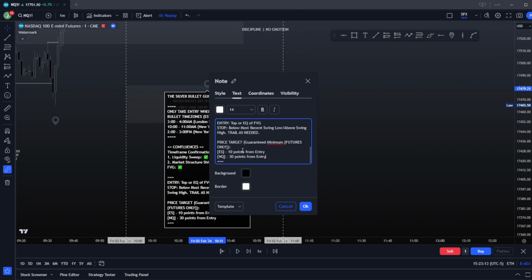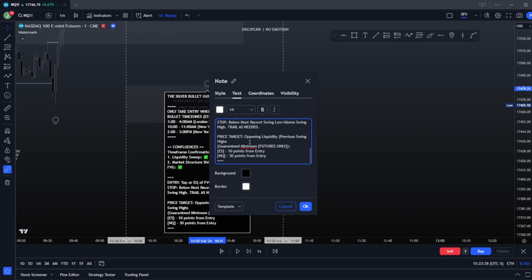but you're going to be looking for opposing liquidity. So you're going to be looking for previous swing highs, or higher time frame PD arrays. And what are PD arrays? PD arrays are fair value gaps, order blocks, inverse fair value gaps. It's just those things that appear on the higher time frame.